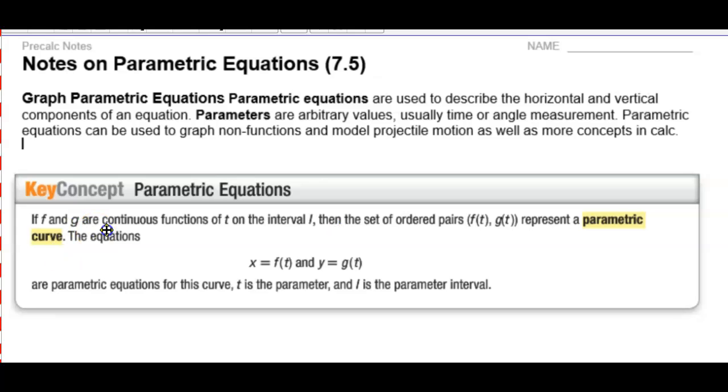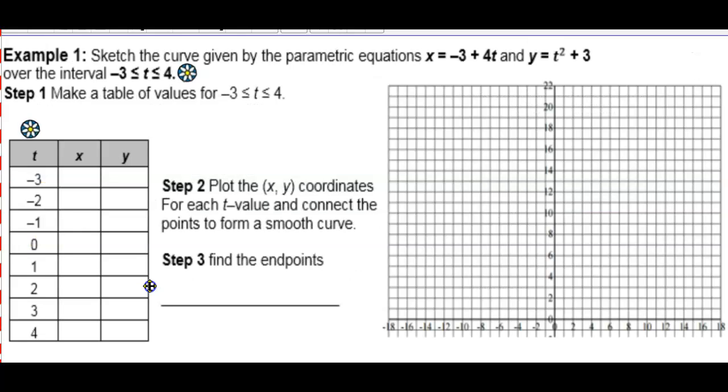It says if f and g are continuous functions on the interval t, then the set of ordered pairs f of t, comma g of t represent a parametric curve. Okay, so in your examples on your worksheet, it says sketch the curve given by this set of parametric equations. For the x value, you're going to say -3 plus 4t. For the y value, you're going to say t squared plus 3.